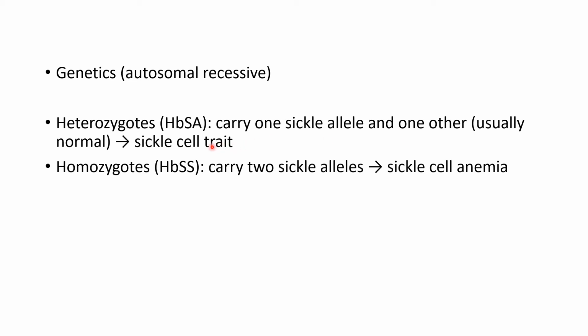So sickle cell trait, they are heterozygote, that is HbS and A, two different alleles. One is normal and the other is abnormal. The other combination is homozygote, that is HbS and S. Both the hemoglobins are sickle, or they carry two sickle alleles, and that is called sickle cell anemia. So this is another common question. Sickle cell anemia, two alleles are abnormal. In sickle cell trait, only one allele is abnormal. Sickle cell trait is heterozygote, and sickle cell anemia is homozygote.